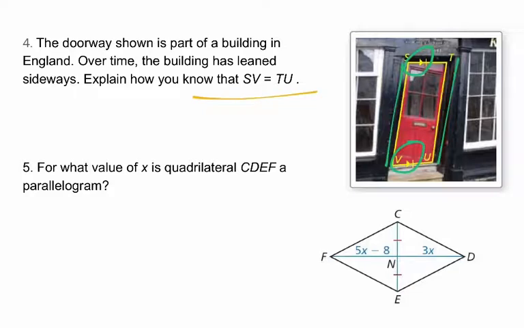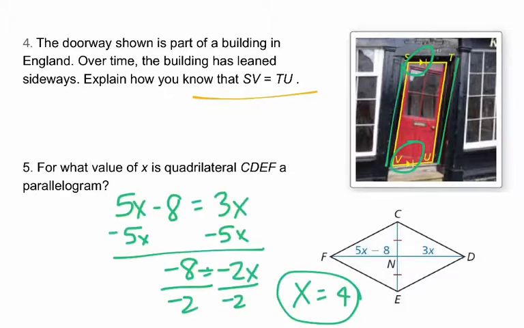And last one here, I'm going to have you pause and I want you to go ahead and solve this problem. Well, if it needs to be a parallelogram, that means the diagonals have to be equal. So I set them equal to each other. 5x minus 8 is equal to 3x. Do a little bit of algebra, subtracting 5x from both sides. We get negative 8 is equal to negative 2x. Then dividing both sides by negative 2, we get x is equal to 4.